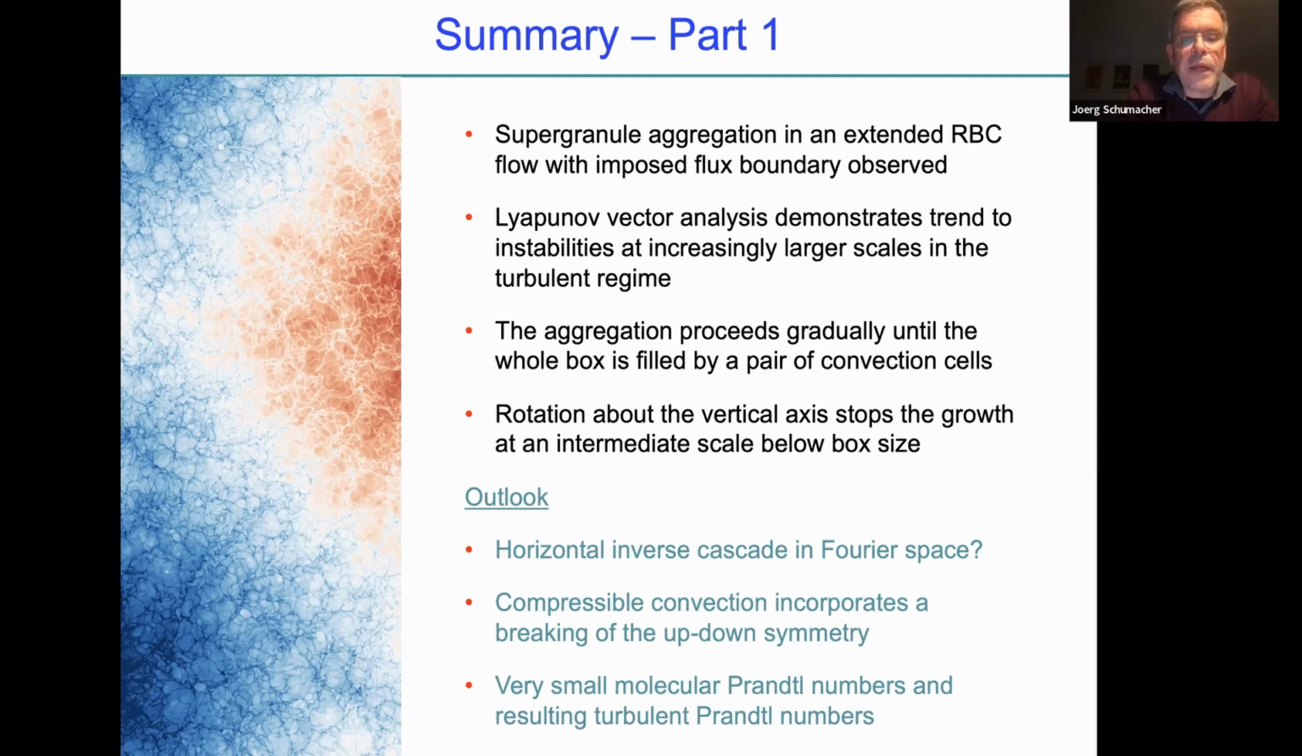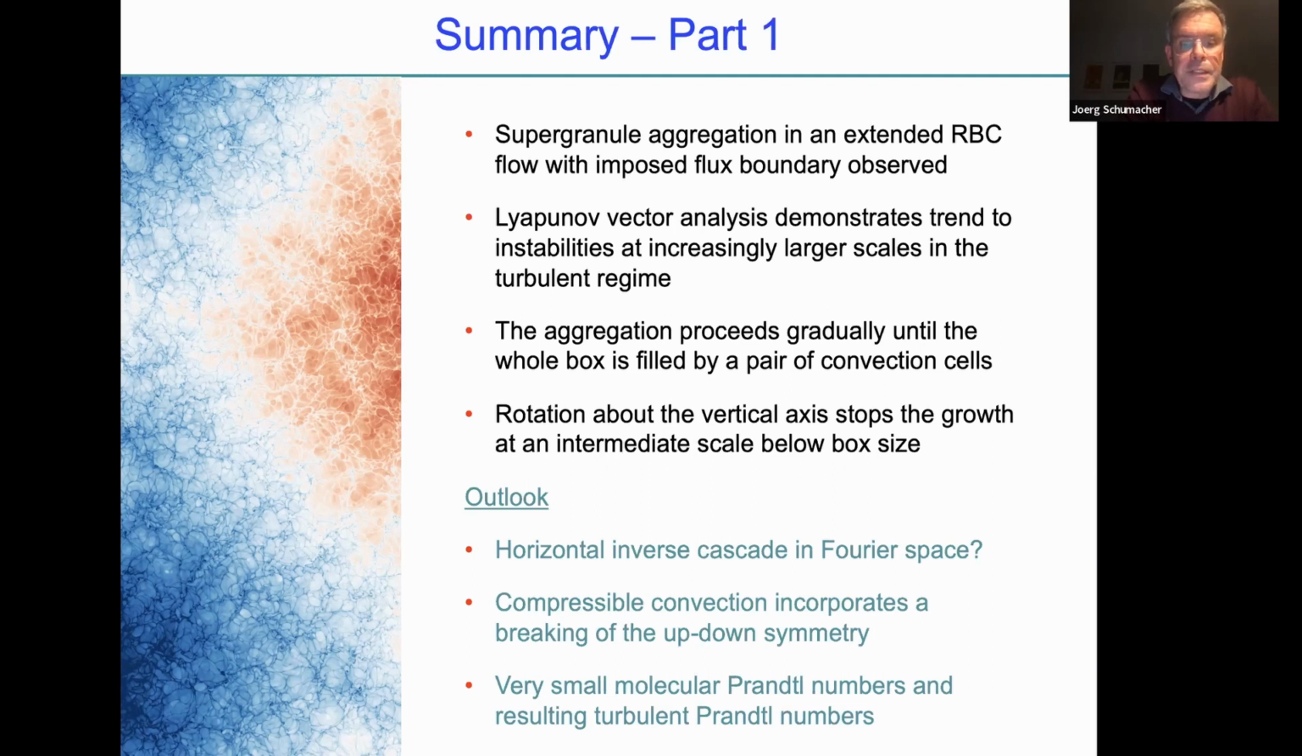Another direction which has just started is to go to the compressible case. That brings us certainly closer to the real astrophysical flows. And that is immediately connected with a breaking of the up-down symmetry that is characteristic for the Boussinesq case.